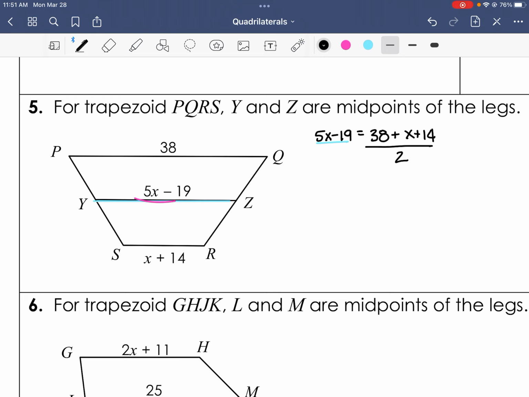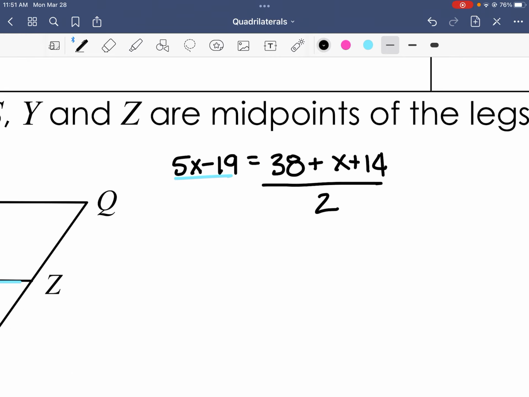So what we're going to do here is that now that we have an equation, we can solve for x and then plug it back in to get an actual nice whole number, okay? So let's go ahead and do that. Let's solve for x. So I have this 2 and it is dividing, right? So to get rid of it, I have to multiply by the same number. I want to get rid of 2, so I'm going to multiply by 2. But what I do to one side, I have to do to the other side. So these cross out.